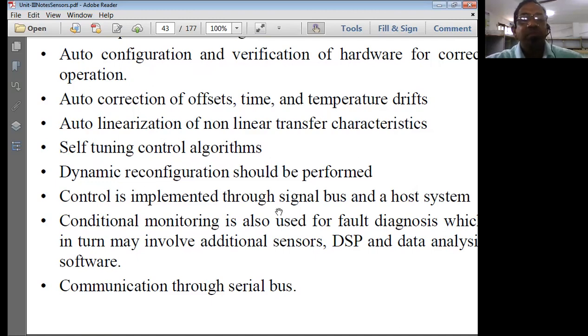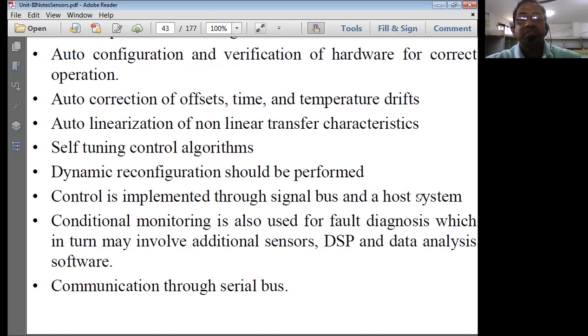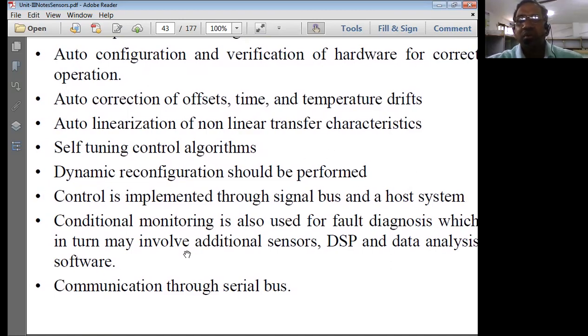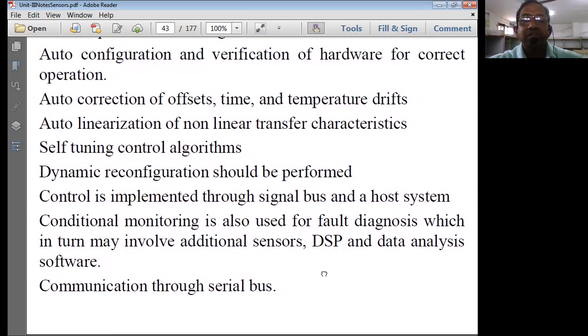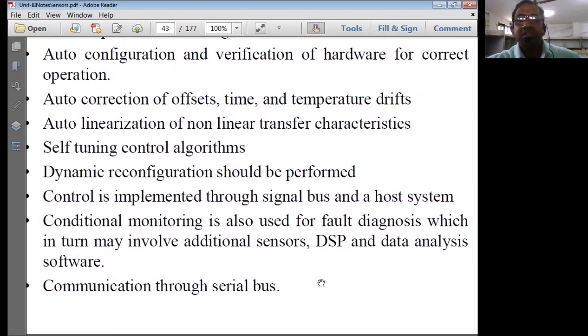Then control is implemented through signal bus and host systems. Of course, controlling, that means we have to control the bus as well as the host system. Next, conditional monitoring is also used for fault diagnosis, which in turn may involve additional sensors, DSP processors, and data analysis software.